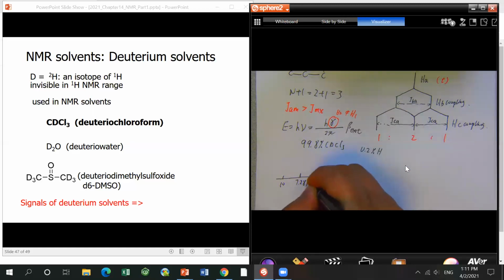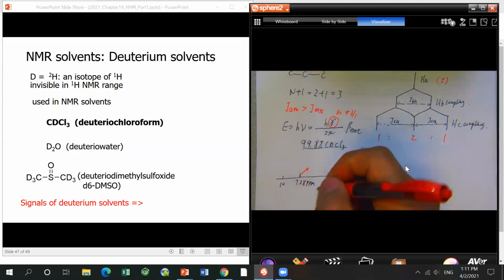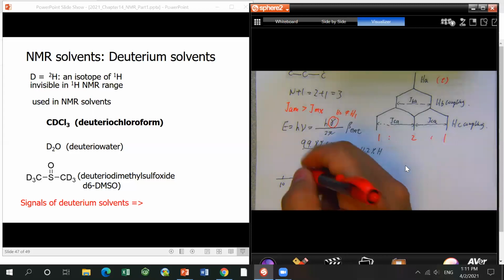This peak is actually not from your sample. This peak is from CDCl3. So write it down: 7.28. Sometimes people say 7.24. That's from CDCl3.